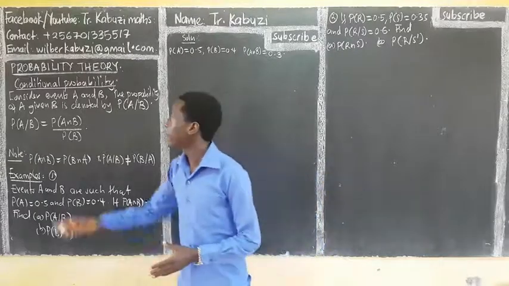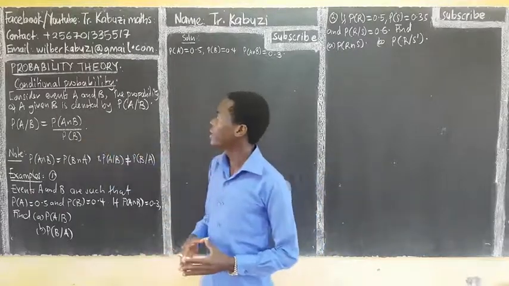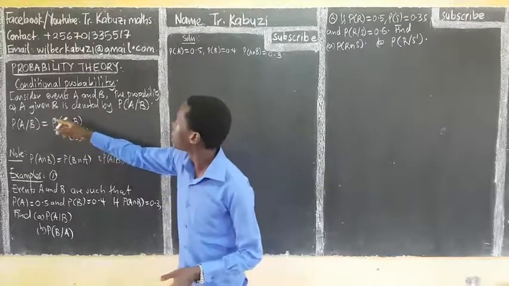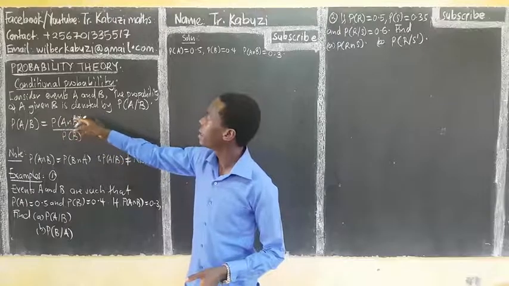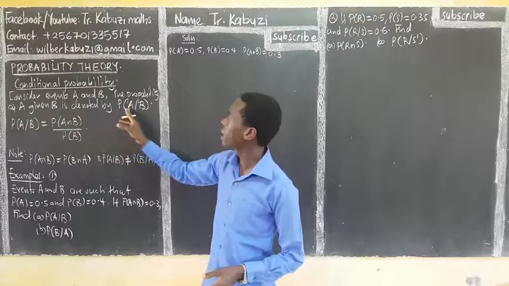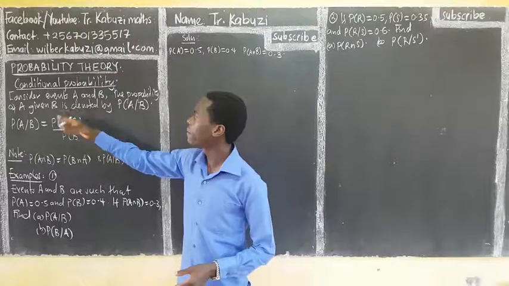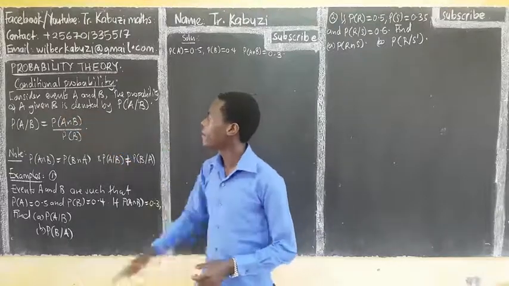Now, conditional probability is when we have something occurring after some event has occurred already. So for example, if you consider events A and B, the probability of A given B is denoted by P(A|B). This is what we say: probability of A given B. Now, this is how you write it.